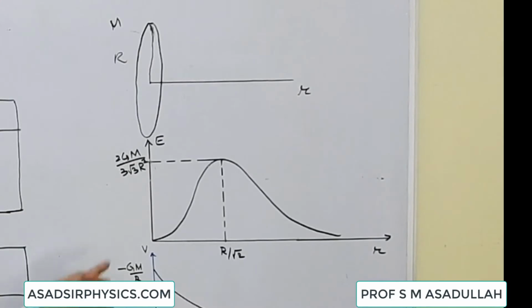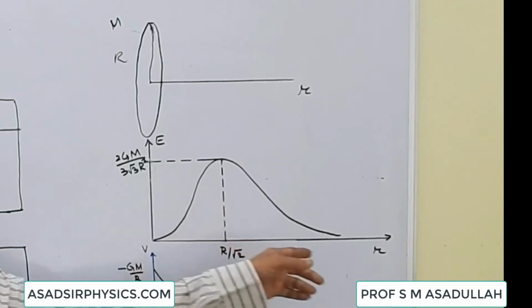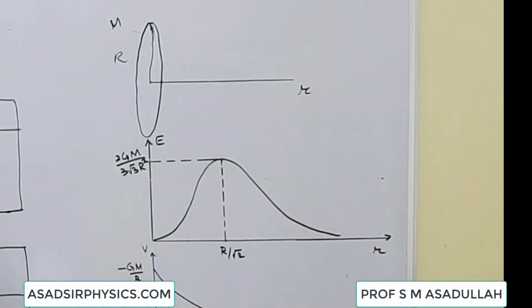The variation of gravitational field with distance is shown here. At the center it is 0. As we move away, first it increases. It becomes maximum at a distance equal to radius of the ring by root 2. After that it decreases. At large distances, the ring will behave as a point mass.